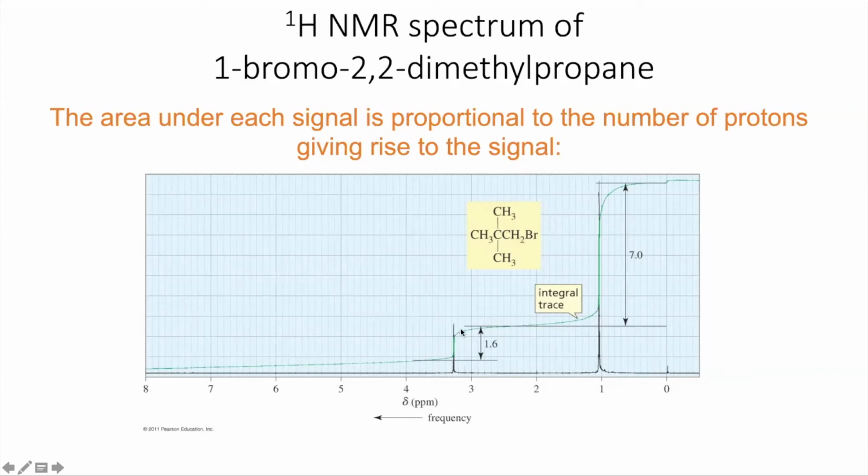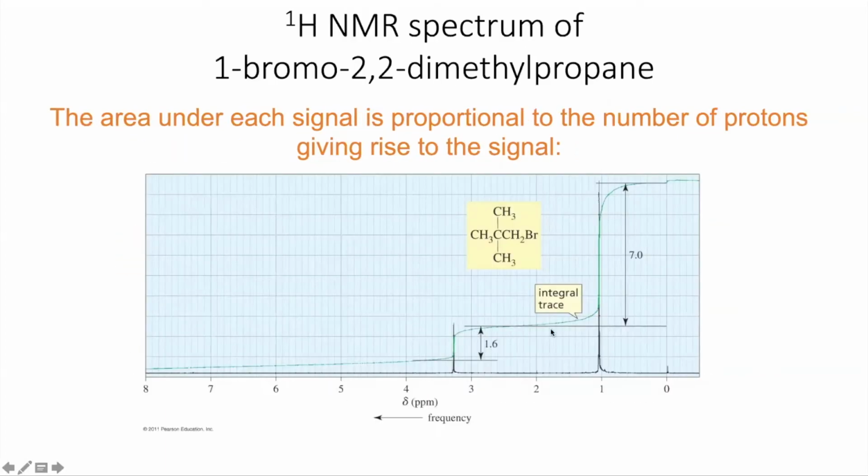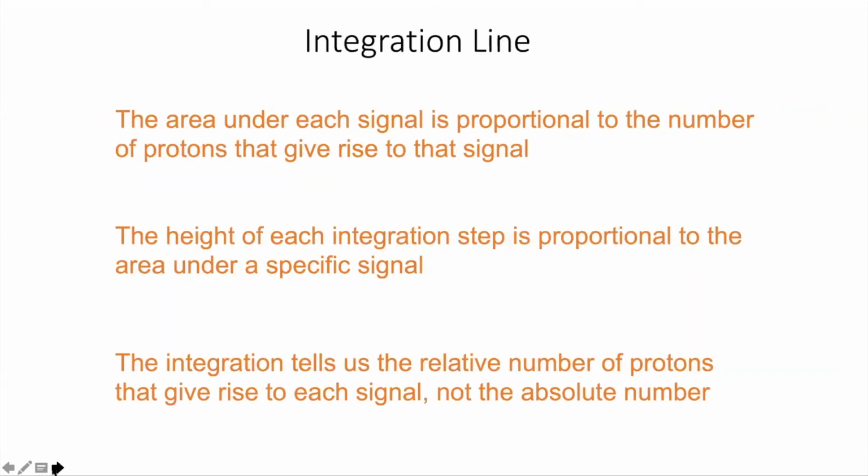This integration value is 1.6, but when we look at our molecule, we have 2 protons here for that signal, and 9 protons here for that signal. So the 1.6 to 7 ratio equates to 2 to 9. That integration line, the green line shown here, tells us the area under the peak and gives us information about how many protons. So that line is very helpful in determining the area under the peaks.